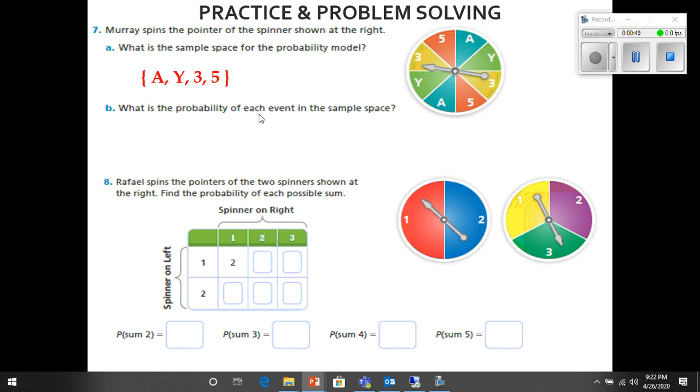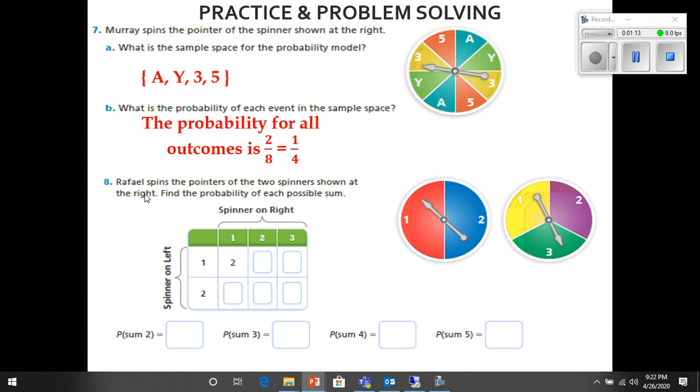What is the probability of each event in the sample space? Well, since there are 4 different things that can occur, the probability of all outcomes is 2 out of 8, right? 2 things out of 8. Or if we reduce it, they are both divisible by 2, the numerator and denominator, which would make 1/4. And like I said, that's a 1 out of 4 chance.